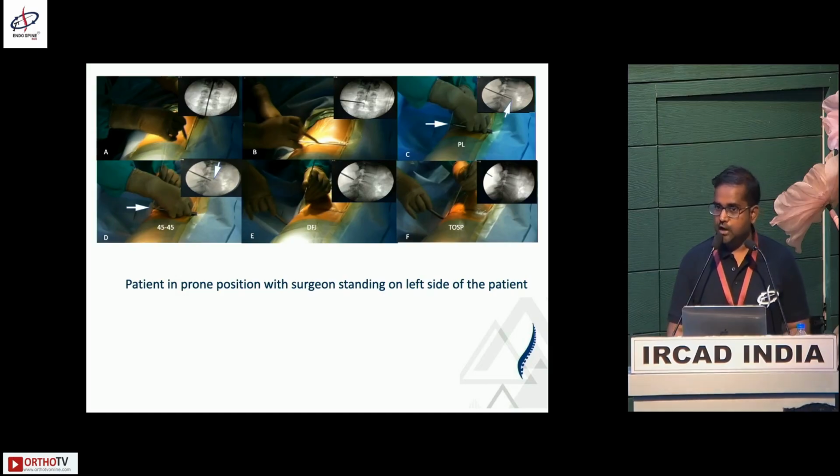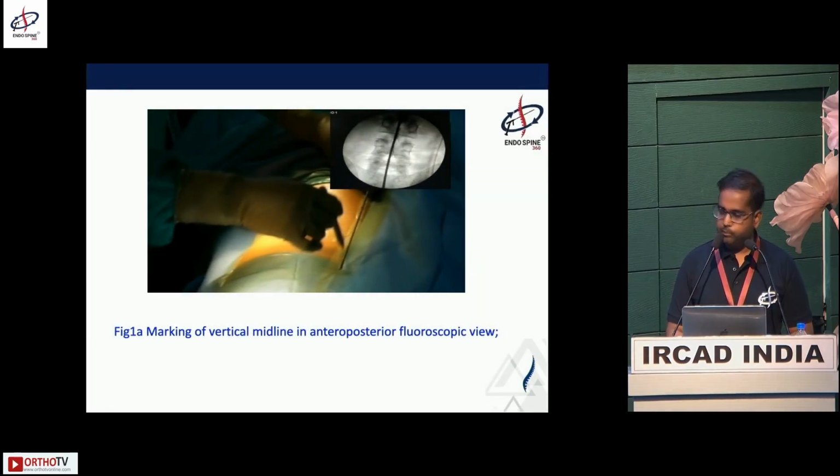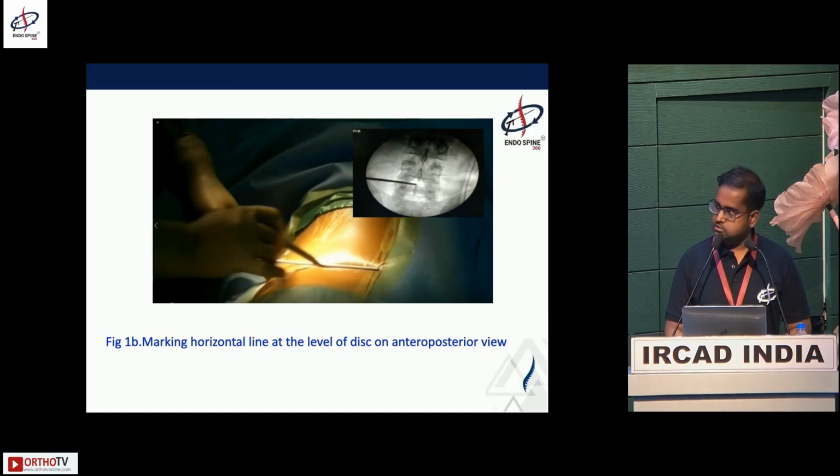Now let's see how we mark these entry points on the patient's skin. This will be a revision for you as you have already seen it once. So suppose the patient is in prone position and we, as surgeon, are standing on the left side of the patient. This is the first step of the marking of the entry point. The C-arm is in AP view and we are marking the vertical midline. So this will be a straight vertical midline. This will be the first line marked. Now the next will be the horizontal line, which is marked at the level of the disc or the pathology, and this is again on the AP view. So this is the second line marked horizontally at the level of pathology.